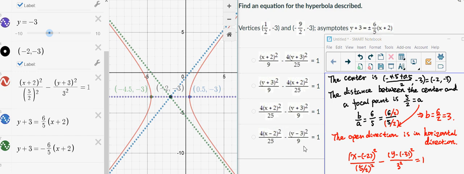Because 5 squared is 25, 2 squared is 4, and here 3 squared is 9. Okay? x minus -2 is x plus 2. y minus -3 is y plus 3. So this one would be correct, and this one is not. They put a and b in the wrong spot. Okay? I'll see you next time.